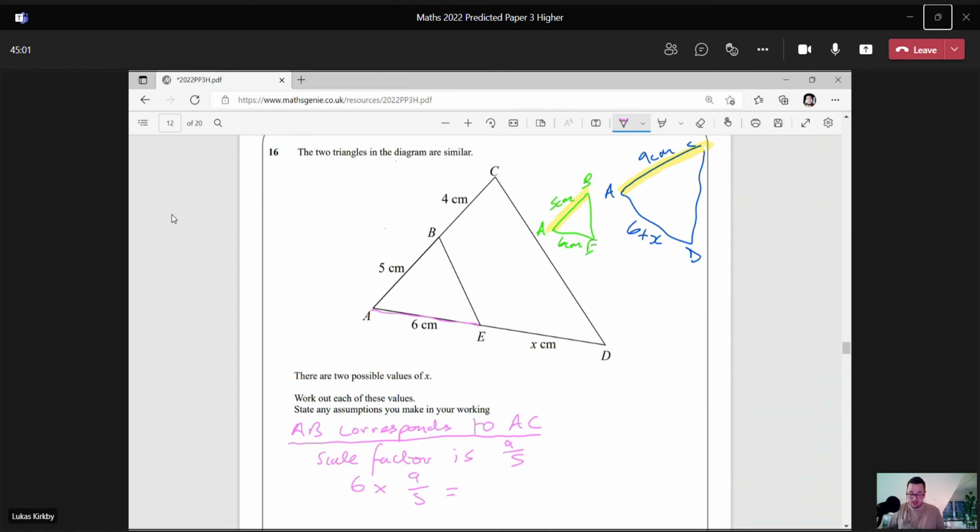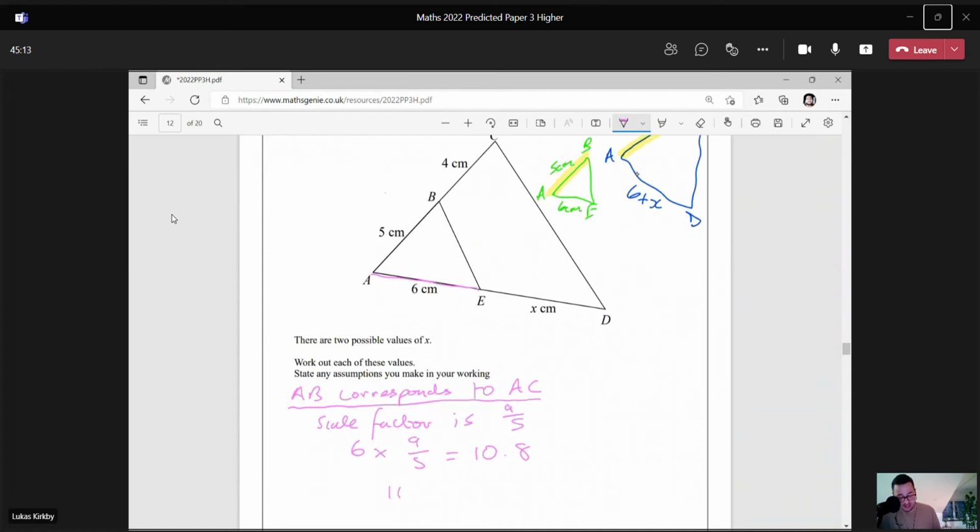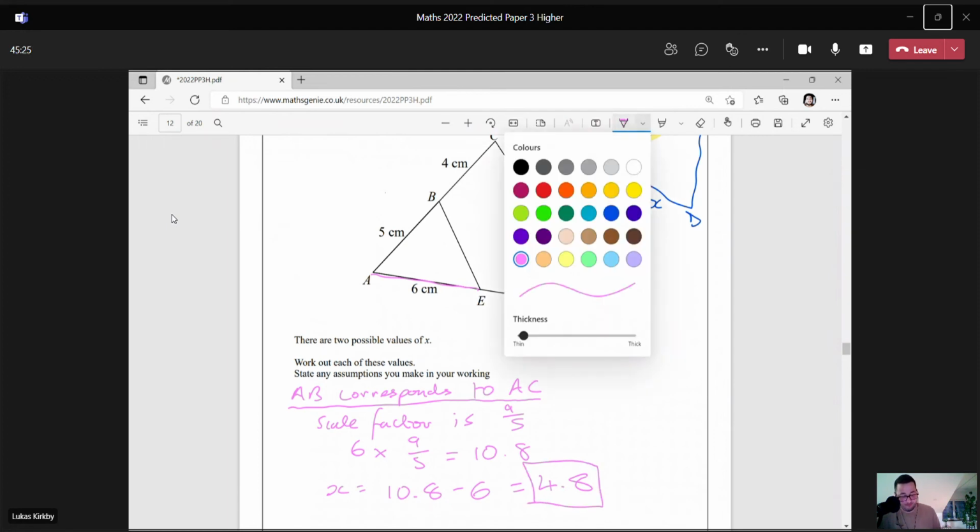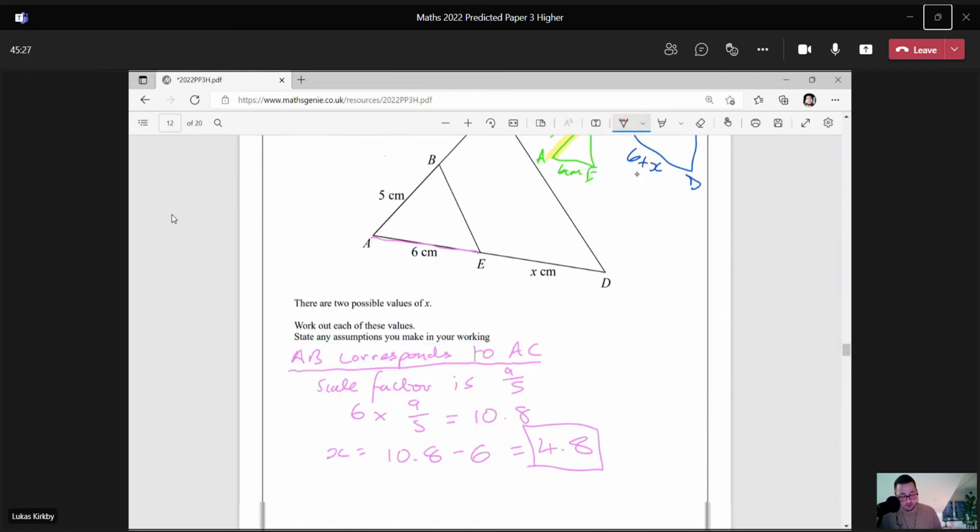So let's stick that in our calculator. So 6 times 9 over 5 is going to give me 10.8. Okay, and then I want to figure out X. So let's write this. X is going to be 10.8 take away the 6, which is 4.8. Okay, so that's our first option. That's option number 1.